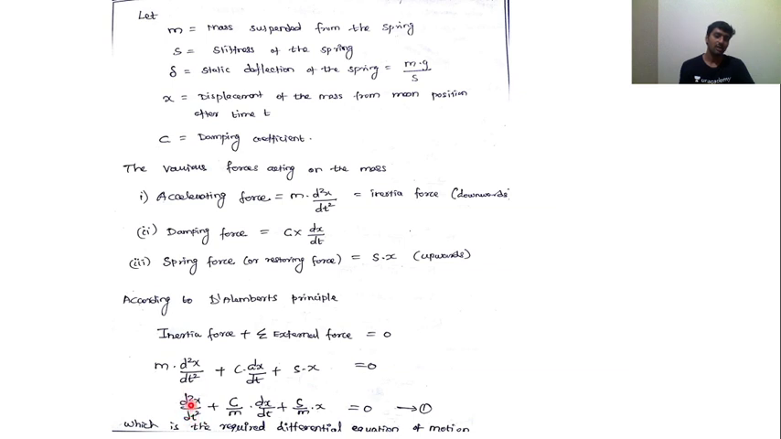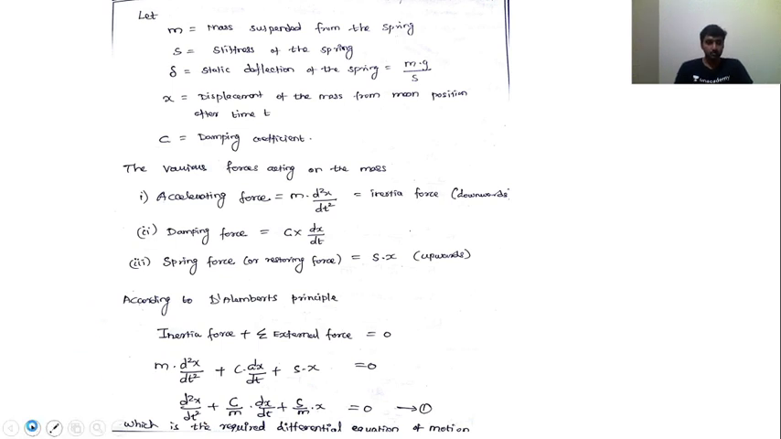Here, d square x divided by dt square plus c divided by m into dx divided by dt plus s divided by m into x is equal to 0. So this is the required differential equation for the damped free longitudinal vibrations.